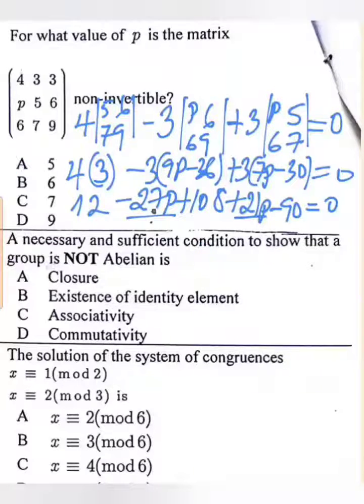In the next question, question 28, we have a necessary and sufficient condition to show that a group is abelian is, and in this case we have D as the correct option, because for a group to be an abelian group, it suffices that the commutative property should be obeyed by the binary operation that together with the set forms the group.